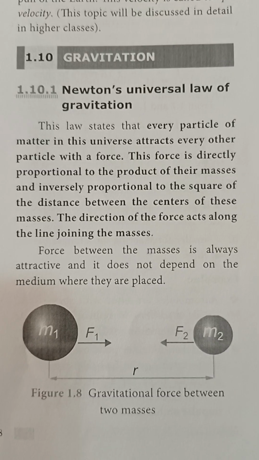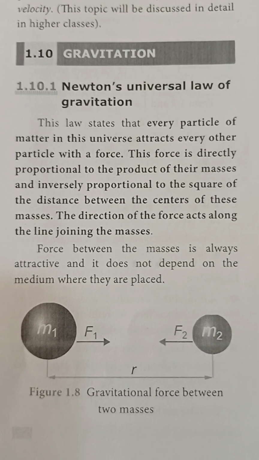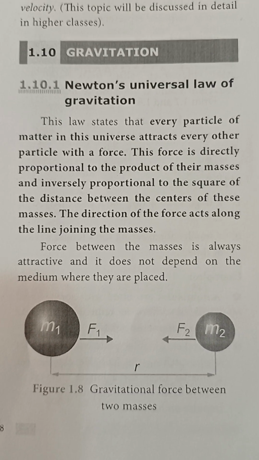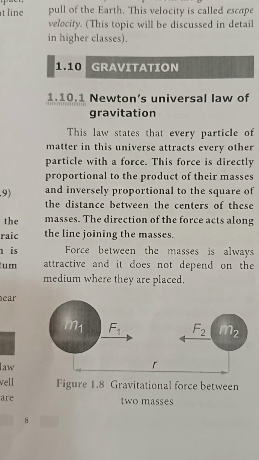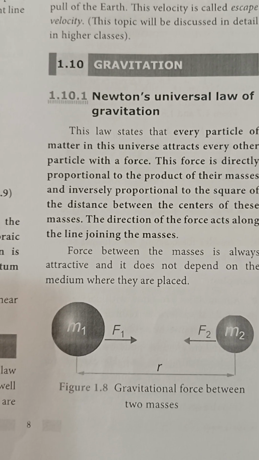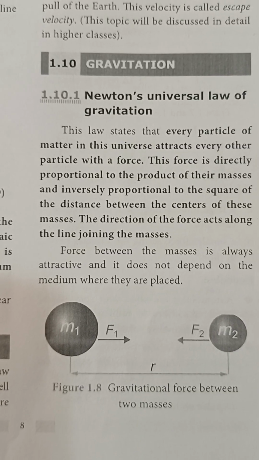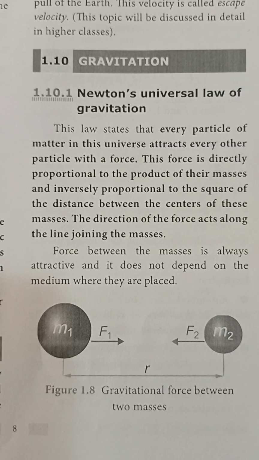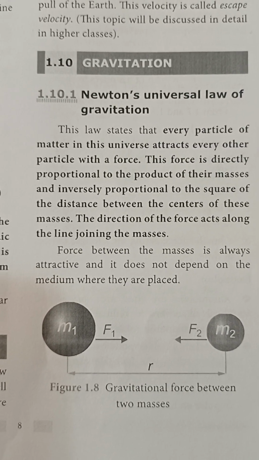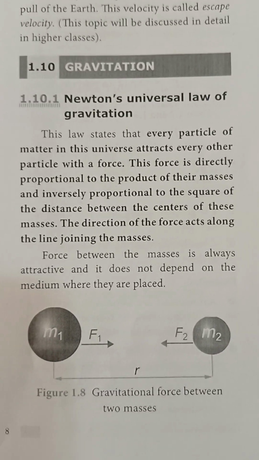Masses M1 and M2, and the force of attraction, two forces F1 and F2. So the force between the two bodies will be proportional to the product of masses. F is directly proportional to M1 into M2 and inversely proportional to the distance between the two, here R. So it will be inversely proportional to R square.